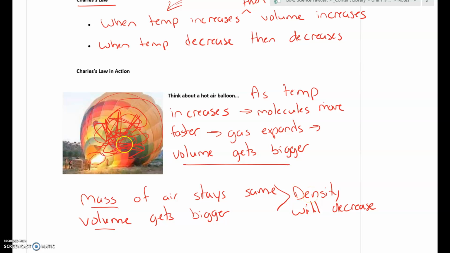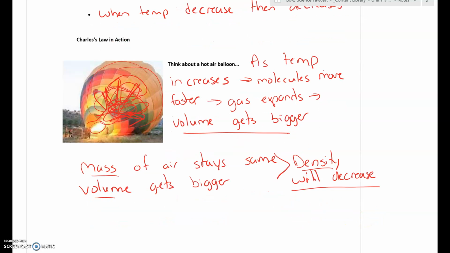And a hot air balloon is able to float in air, or rise up and fly, because the density of the air inside the balloon becomes less than the density of the air around it. So now we're relating our gas laws back to what we've already learned about density and things sinking and floating, because we're changing volume, but we're not changing mass, so that causes density to change.